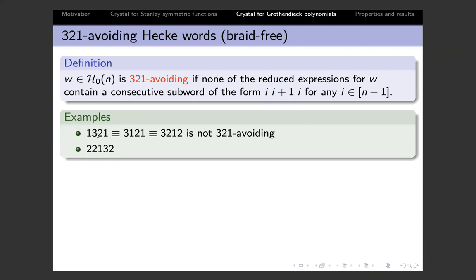So here are some examples. If you look at 1-3-2-1, then this is equivalent to 3-1-2-1. So the 1-2-1 would be a braid. So this particular element is not 3-to-1 avoiding.